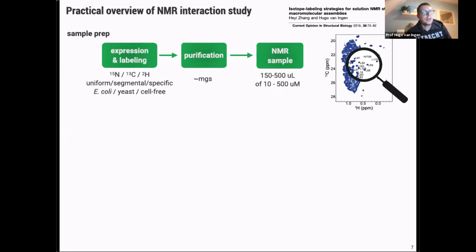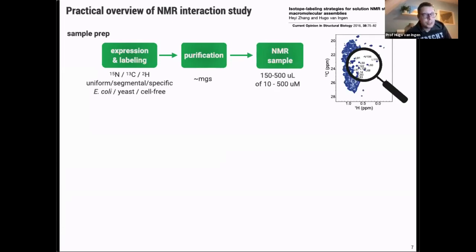You can use uniform labeling, where you replace all the nitrogens with 15N and all the carbons with 13C, but you can also do that only in parts of the protein or only in specific residues or in specific chemical groups. And that can make really a huge difference, as you can see in that figure there, where you can change from basically one big blob into really a beautiful, well-resolved spectrum.